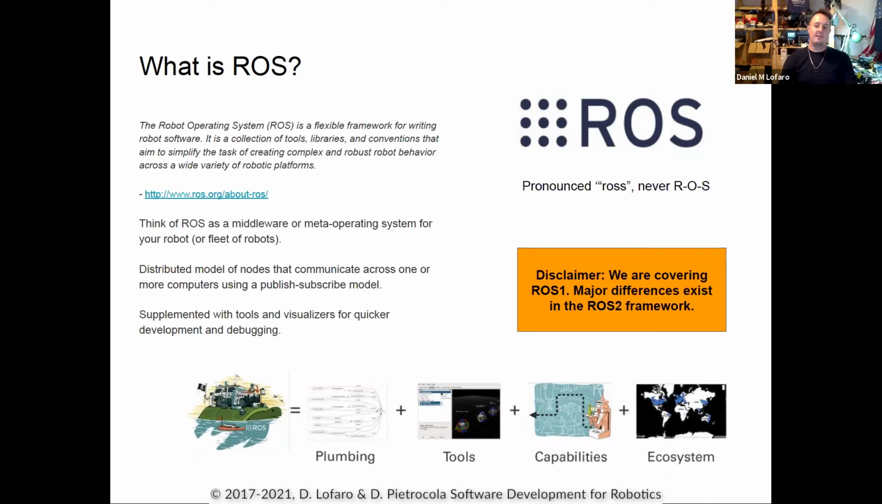The framework also has a bunch of tools, so visualization tools. The plumbing is the IPC portion. And with these tools, it allows you to debug your system. It also has a lot of capabilities because of the standardized method that you communicate with different nodes. So what does that mean when I say standardized methods between communication?